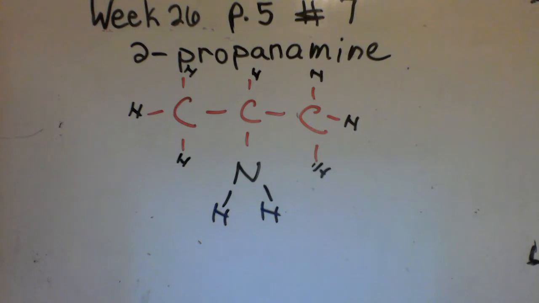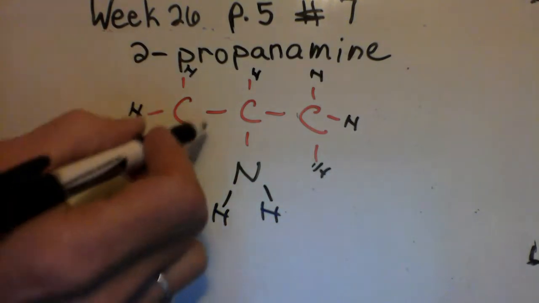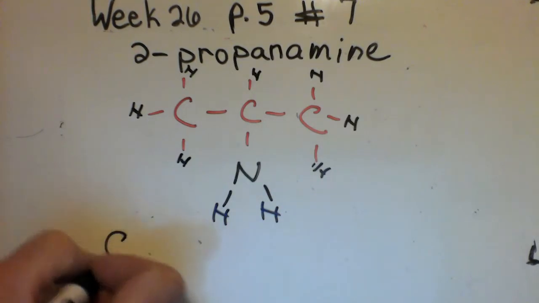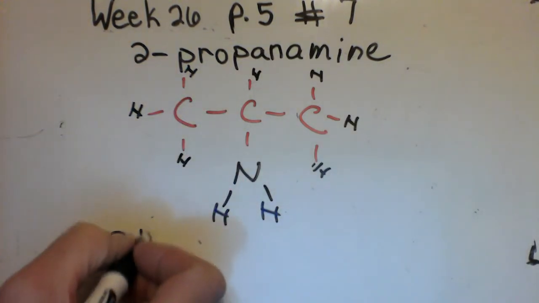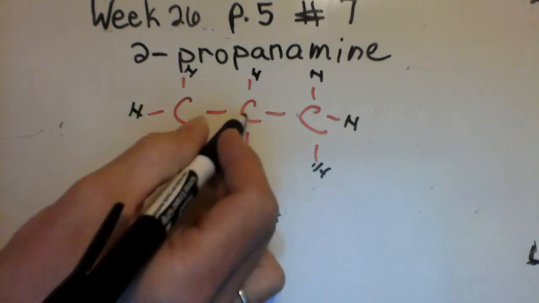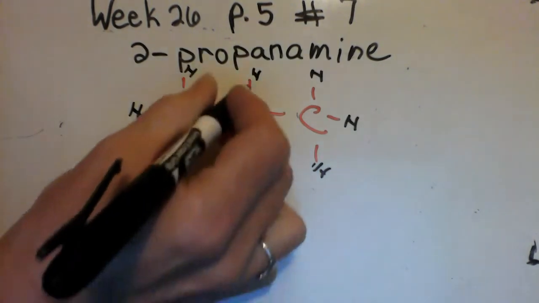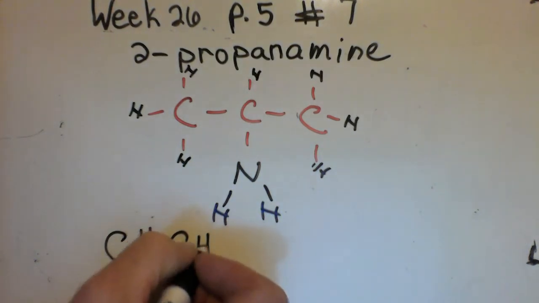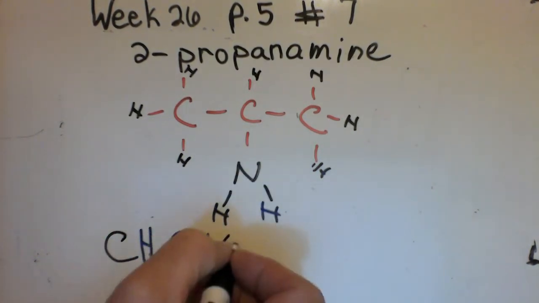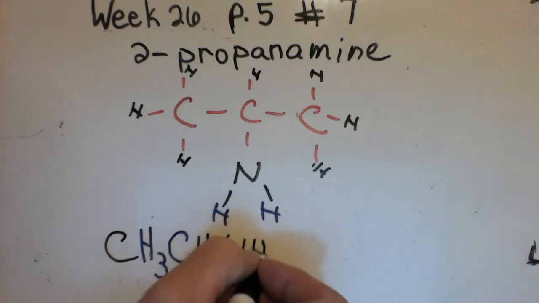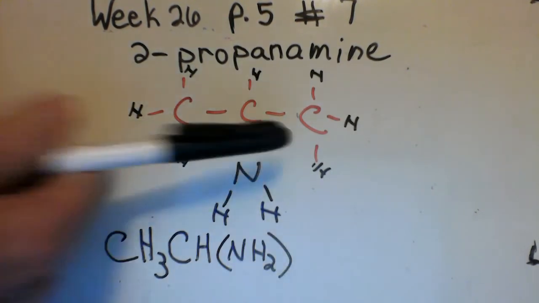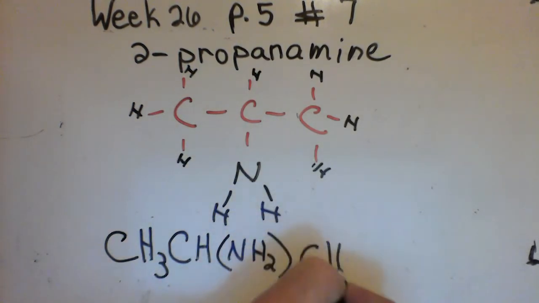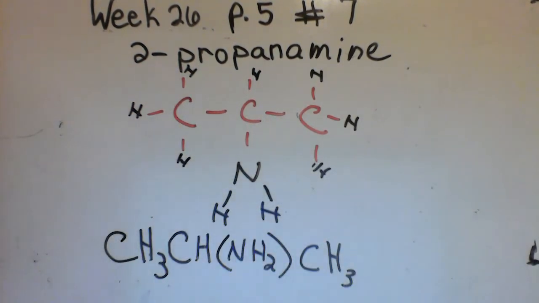Now in order to write the condensed structure, we're going to start with the 1st carbon, and there are 3 H's bonded to it, 3 hydrogens, so we have CH3. The 2nd carbon has a C, it also has an H, a hydrogen, and it has an amino group, which will be put in parentheses. The 3rd carbon has only 3 hydrogens bonded to it. And this is the condensed structure for 2-propanamine.